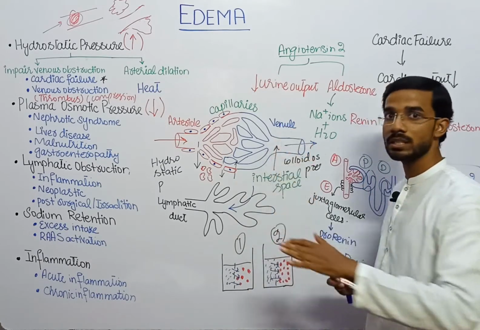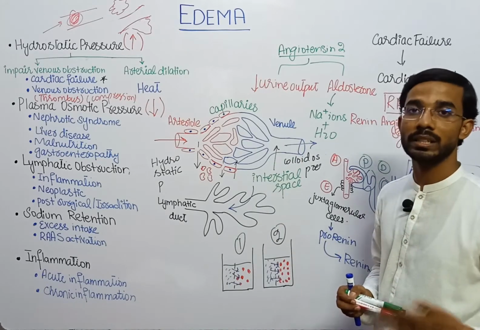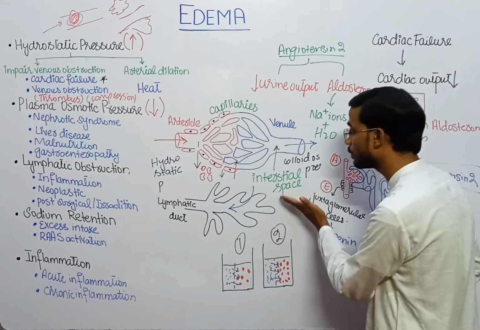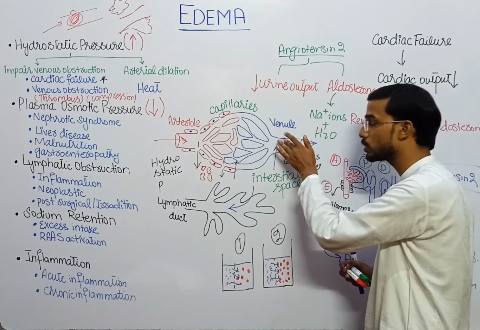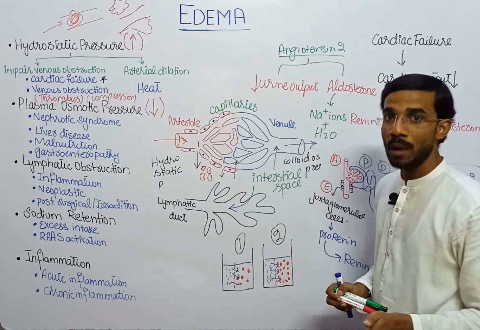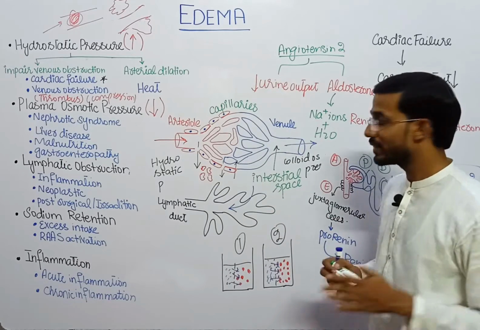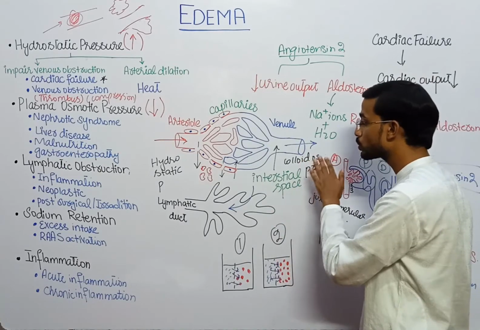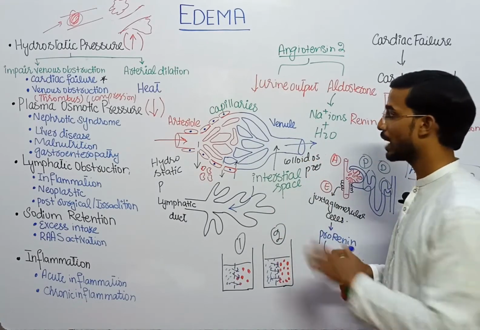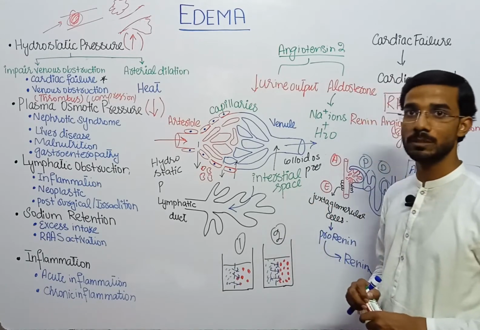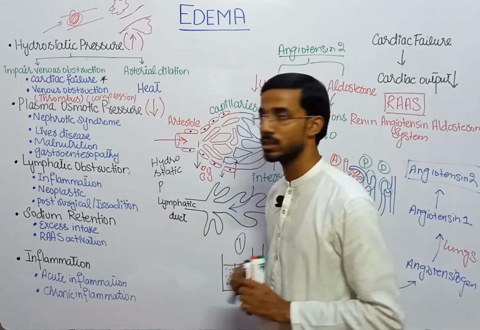If the proteins are in normal or excess amount, then more water will move from the interstitial space into the venule. But if the concentration of the proteins in the blood vessel reduces, it causes reduced colloid osmotic pressure, and water will remain in the interstitial space. So this is the nephrotic syndrome.